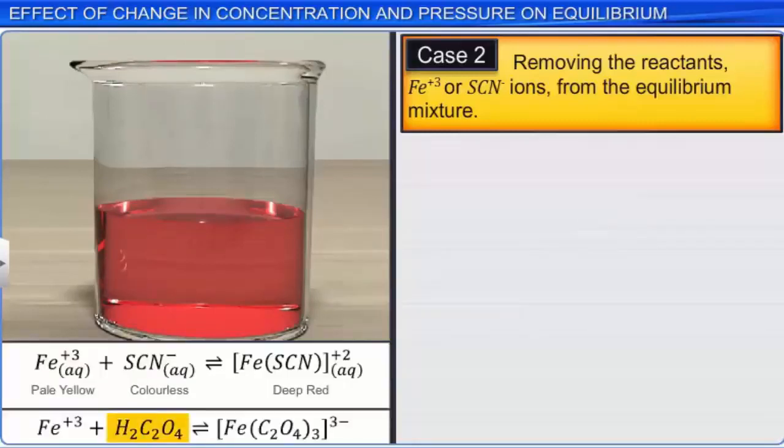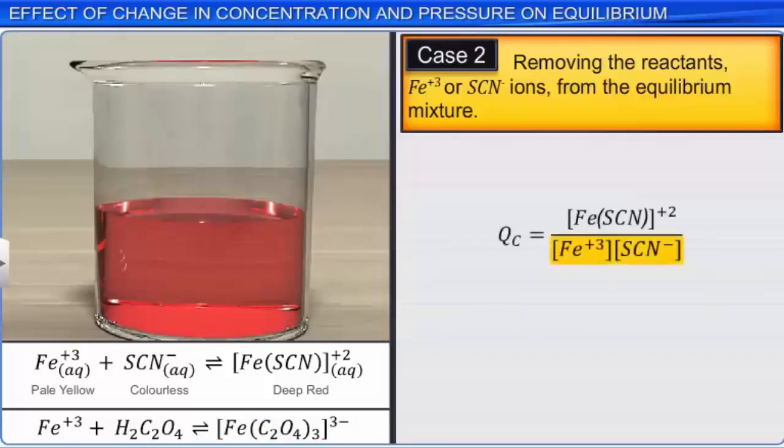Oxalic acid reacts with Fe+3 ions in the equilibrium mixture and forms a stable complex trioxalate ferrate 3 ion. Due to this, there is a decrease in the concentration of free Fe+3 ions in the solution. This results in a decrease in the denominator value in the expression for reaction quotient. Thus, the value of Qc becomes greater than Kc. When Qc is greater than Kc, the reaction proceeds in backward direction.